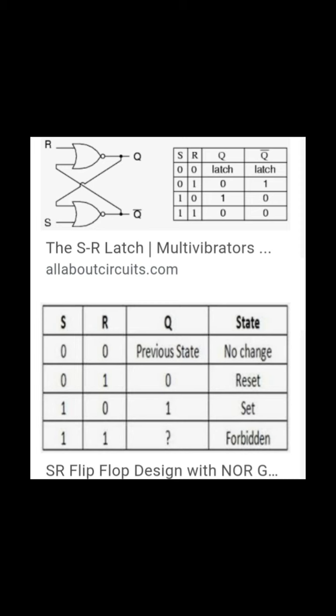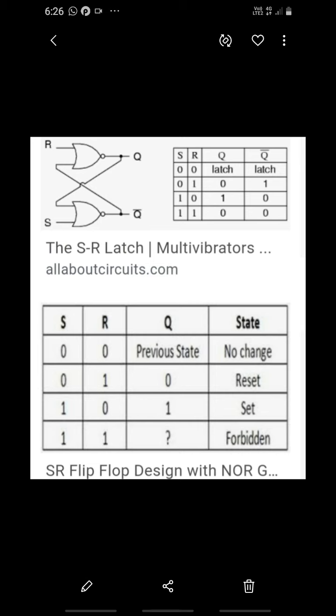Here 0 0, then output is 1; 0 1, output is 0; 1 0, output is 0; and 1 1, output is 0. The notation is y equals (a plus b) bar. Based on that, that is the truth table of the NOR gate.